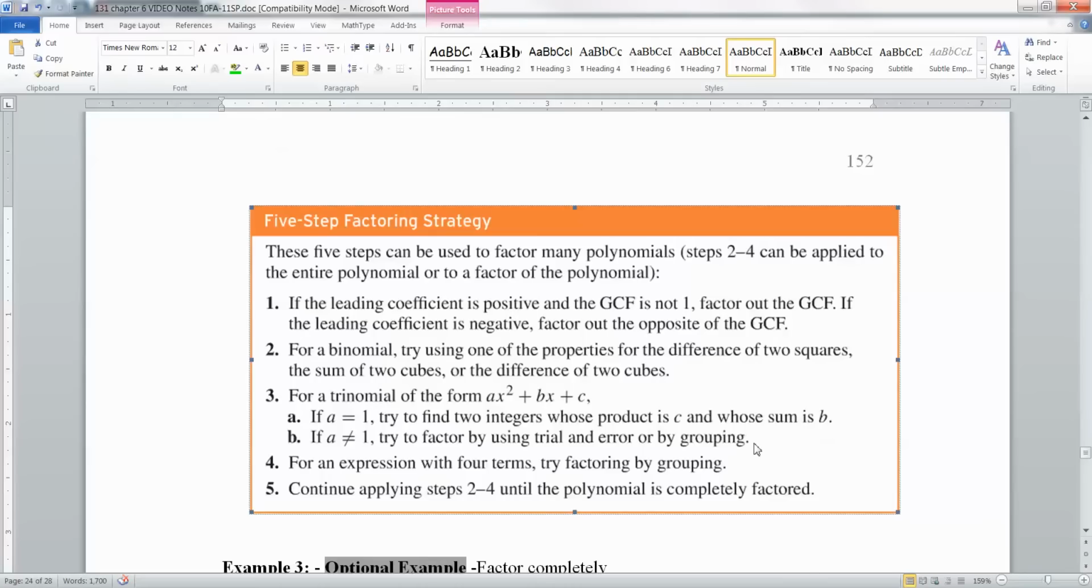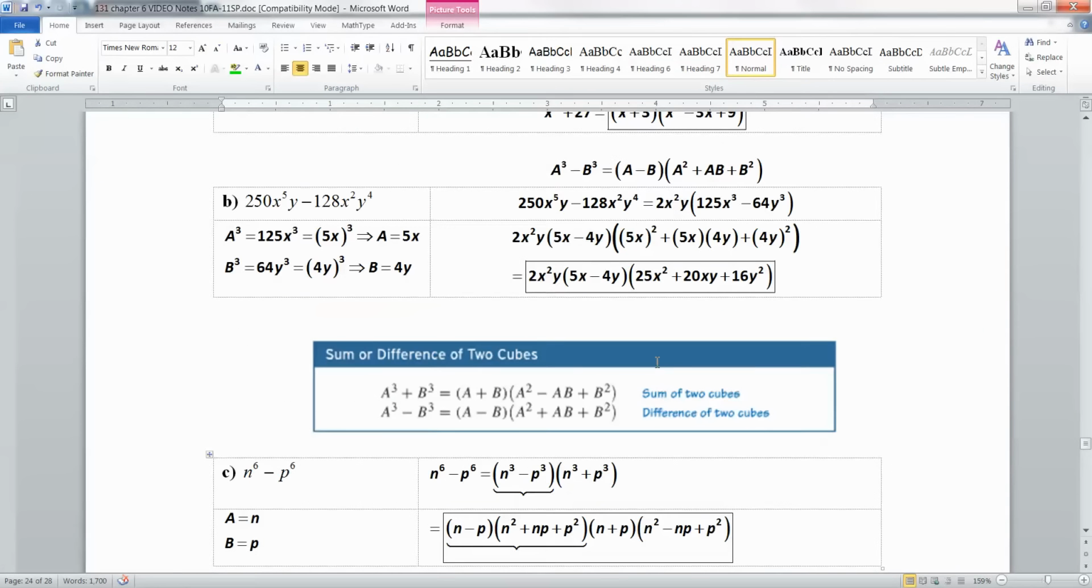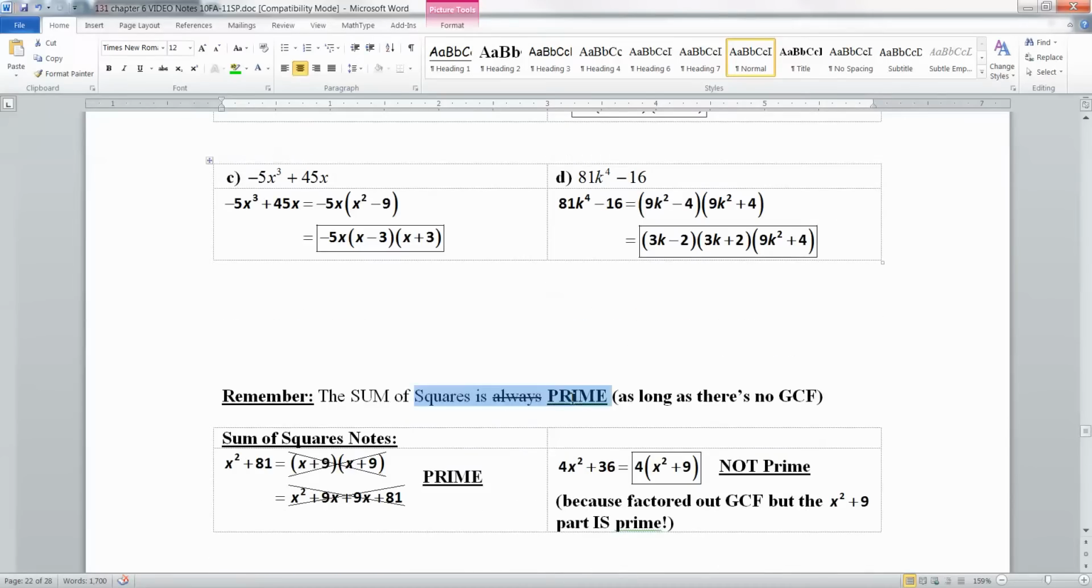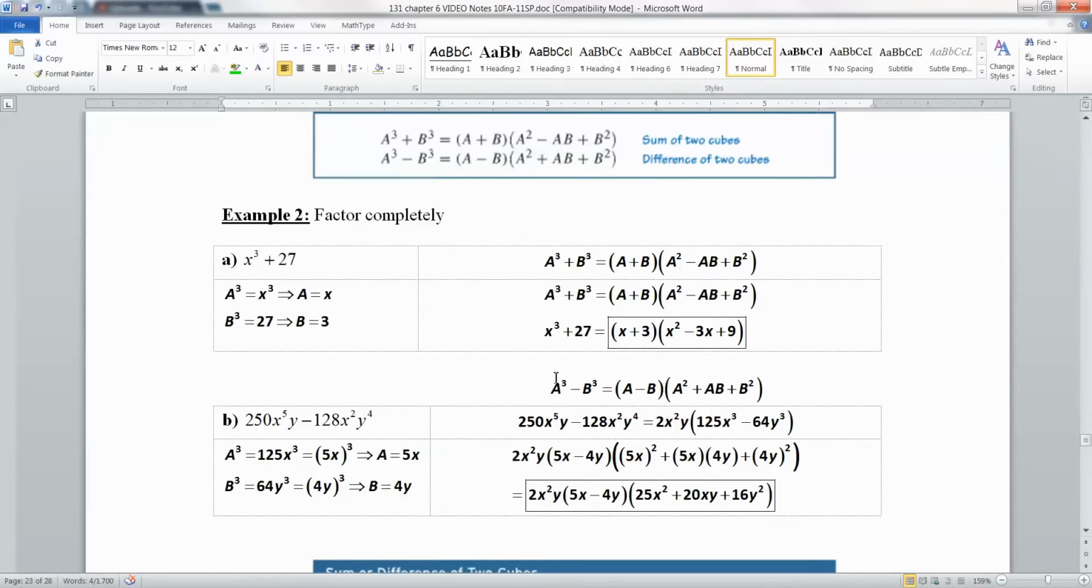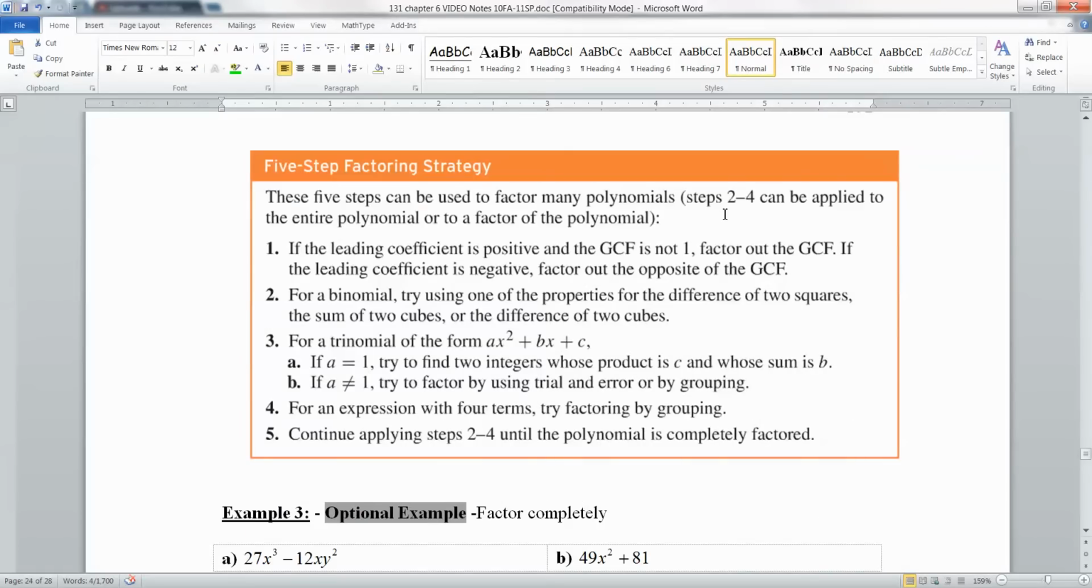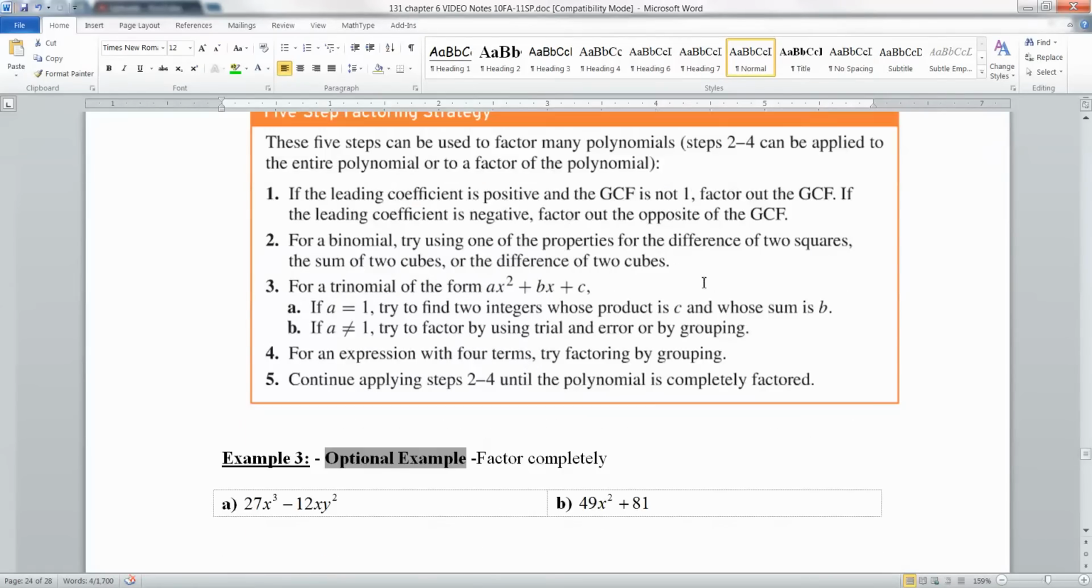Okay? All right, so then if it's a binomial, then binomials have very special properties. They're either going to be sum of cubes, difference of cubes, which again, you don't have to memorize that formula, or difference of squares or sum of squares, which is prime. So if you see only 2 terms, see if you can get it to be one of those. Of course, this is assuming that when you took out the GCF that nothing major happened, right?